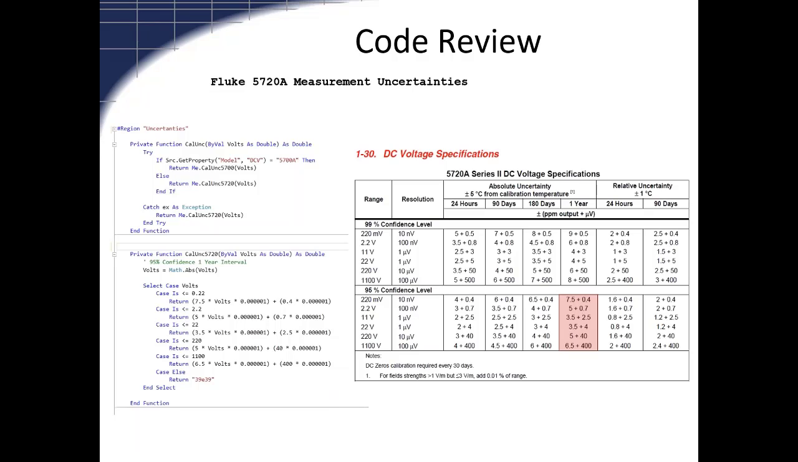One of the updates we want to do in the future is to make these things selectable. So you can come in and say, I want to use my 90-day, 180-day, or 1 year specifications, and I want to use my 95 or 99% confidence. We want to add that in as an upgrade in the future, where you can just select the measurement uncertainties you want to run.